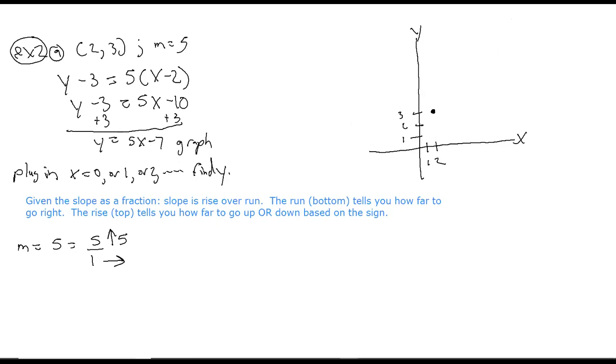So we're going to go right 1, and I'm going to go ahead and set up some extra numbers. 3, 4, 5, 6, 7, 8, 9, 10. So we're going to go right 1. This is the run. And then we're going to rise 5. 4, 5, 6, 7, 8. So we went right 1 and up 5. And then that will give us our second point.